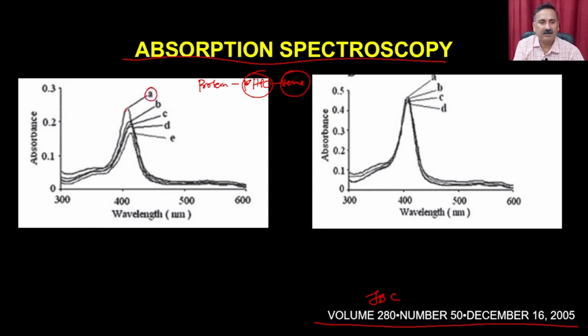So this is the native enzyme. When you add the native enzyme, it shows you absorbance at 400 nanometer. And when you add the H2O2, the H2O2 goes and binds to this particular enzyme, basically next to the heme residues, and that's how you will see a shift in the absorption peak. It now shifts to 411 nanometer.